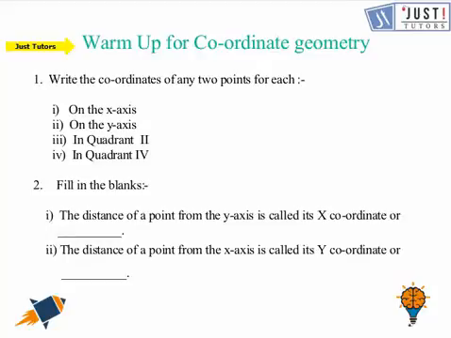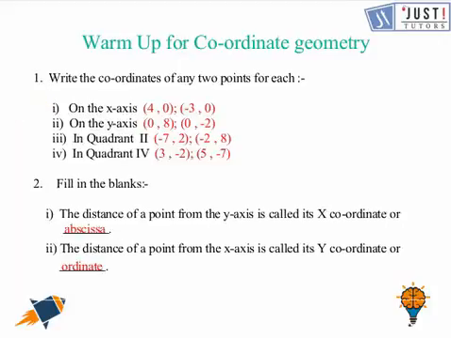Here we need to write coordinates for any 2 points for each one of these. So here you can check the answers: if you're working on the x-axis, you must put the y as 0, because we are not moving anywhere on the y-axis, so it needs to be a 0 for the y. For the next one, which is on the y-axis, if you're writing the points, you must have a 0 on the x, because we are not moving anywhere on the x-axis, so it needs to be a 0 there.